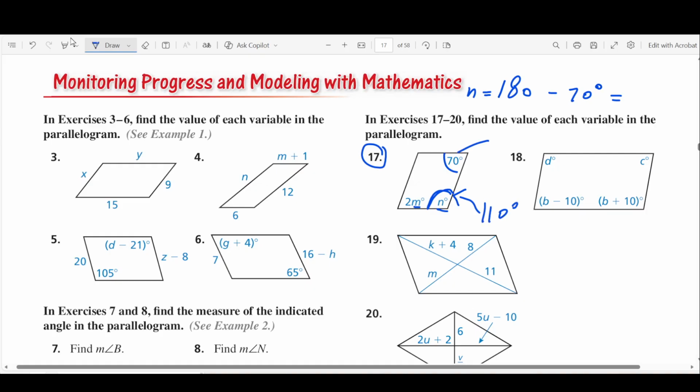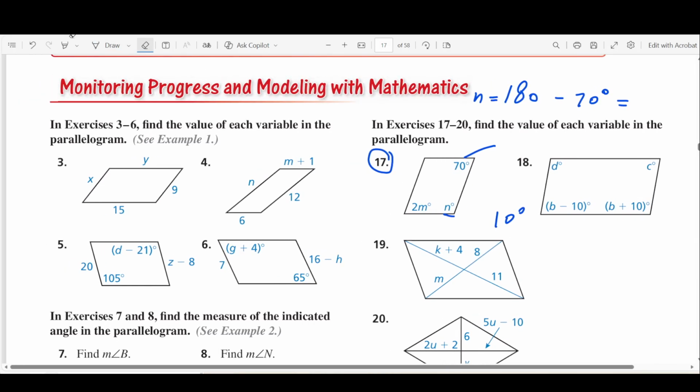And how much is M? 70. Actually 2M is equal to 70, right? So we can write 2M is equals to 70 degrees. Now to find M, you would divide both sides by 2. So tell me the value of M. 35. Very good. That's 35 degrees.